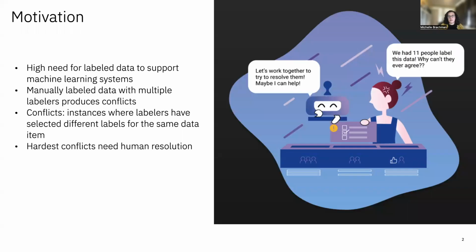Our work is motivated by the need for labeled data for supervised and semi-supervised machine learning systems. Often this data is labeled by multiple humans to increase reliability, but if the labelers don't agree, then there's a conflict. And the hardest conflicts often need to be resolved by humans because they're on the boundaries, but easier conflicts may be able to be resolved in more automated ways.